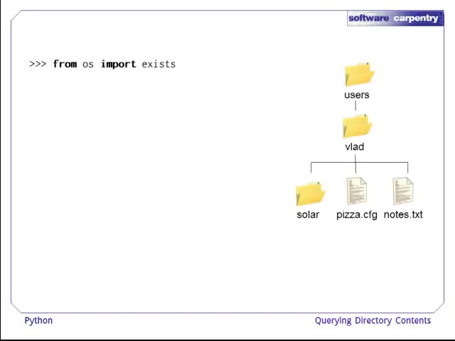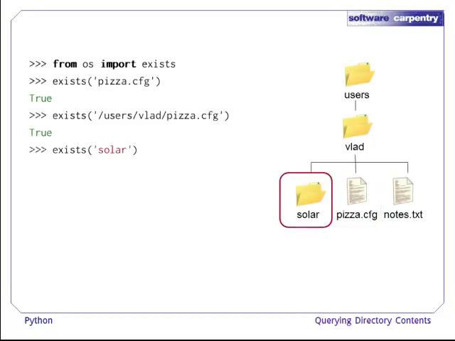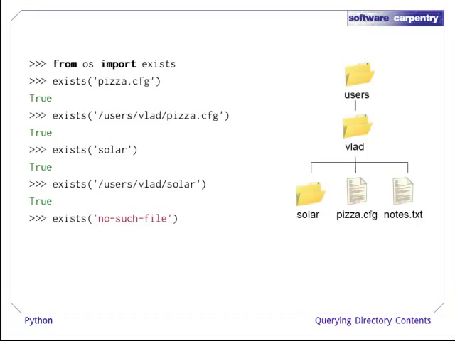A simple check we often want to do is to see whether a file or directory exists. Python provides the exists function that does this check. This takes an argument which can be an absolute or relative path and returns true if it exists as a file or directory and false otherwise. Let's start with a relative path to a file. And now an absolute path. And a relative path to a directory. And the absolute path. And something that does not exist. And the absolute path to something that does not exist.